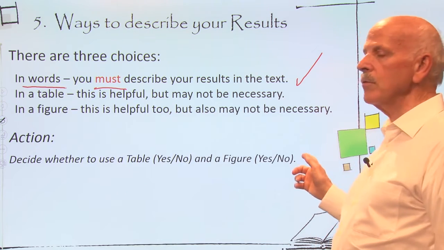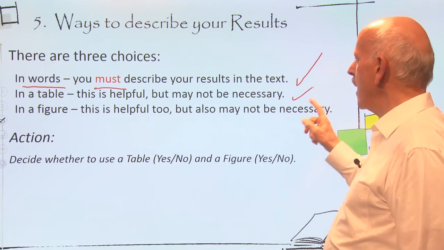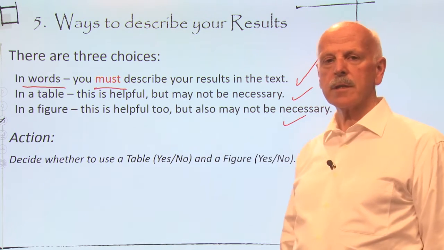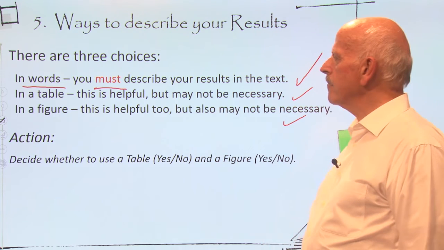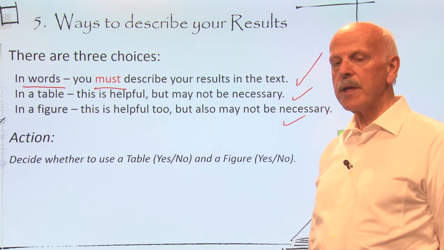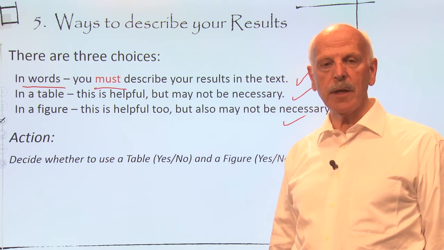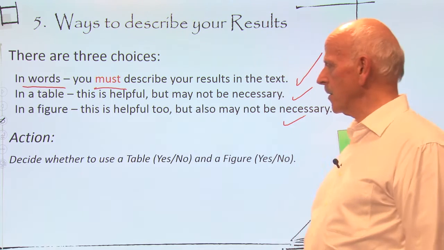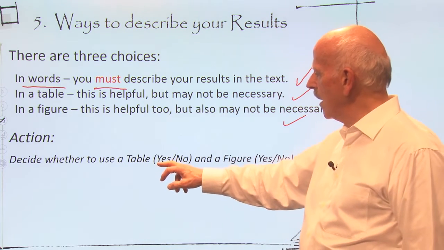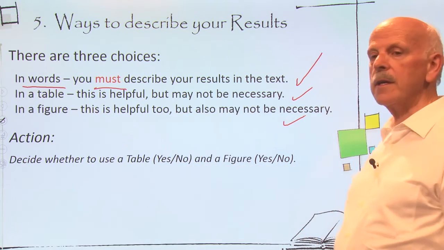You may choose to also add one or more tables and one or more figures, but these may not be necessary. So the important point here is everything must be described in words in the results, but it can be supplemented with tables and figures. So first thing you do, here's the action. Are you going to use a table? Yes or no? Are you going to use a figure? Yes or no?